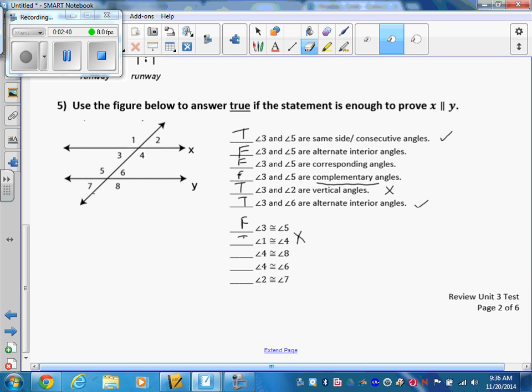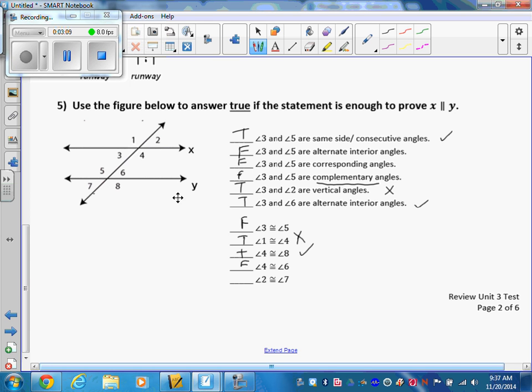So 4 and 8 are equal. The reason they're equal is because they're corresponding. And corresponding angles is enough to give you parallel lines. So you could see that X is parallel to Y if 4 and 8 are equal. 4 and 6 are not equal. And that wouldn't help you prove that they were parallel.